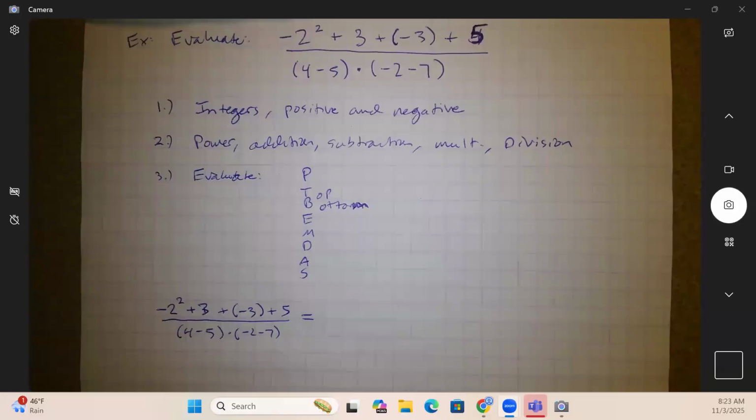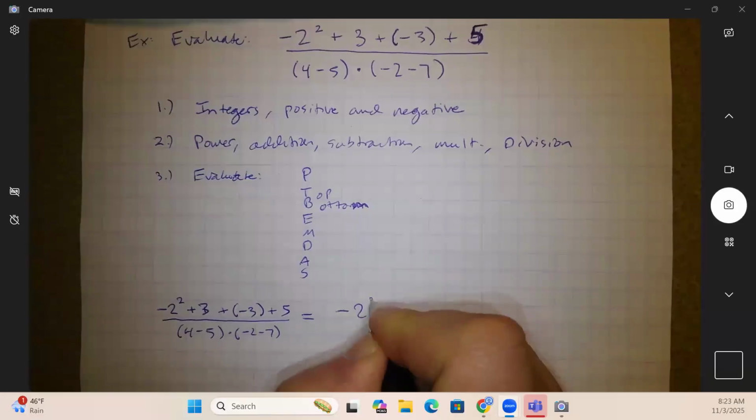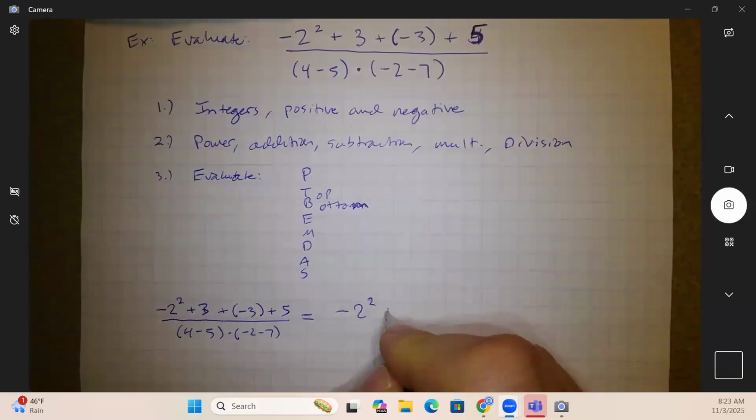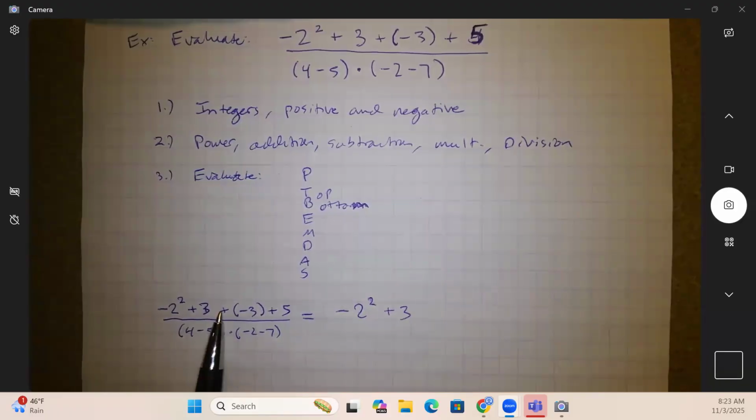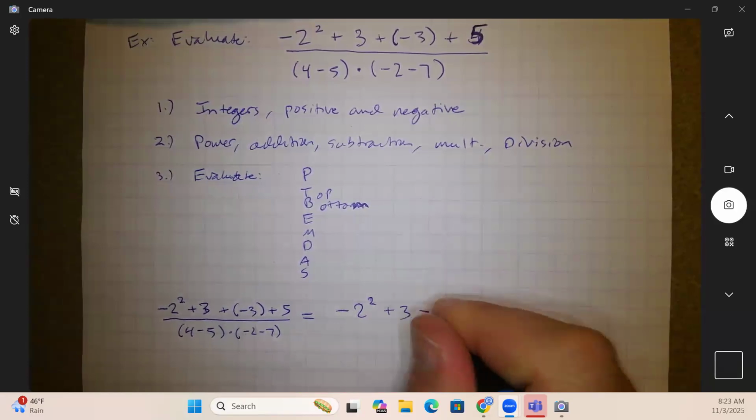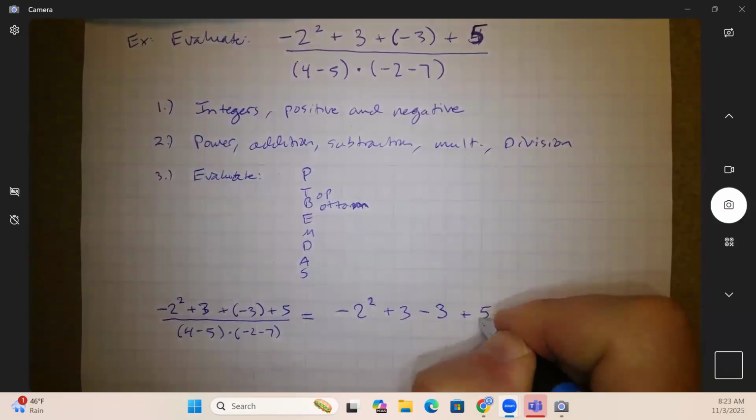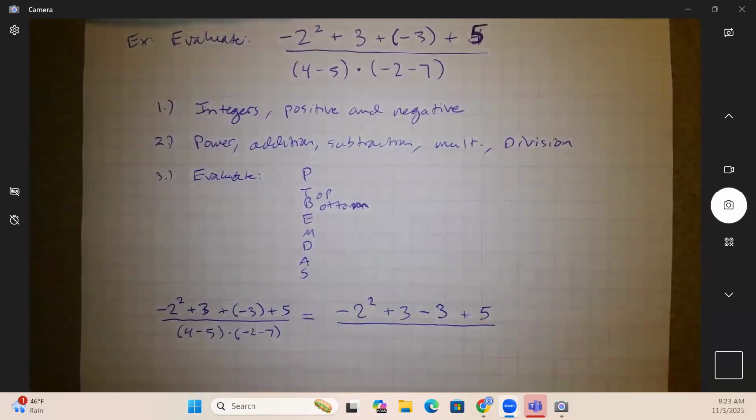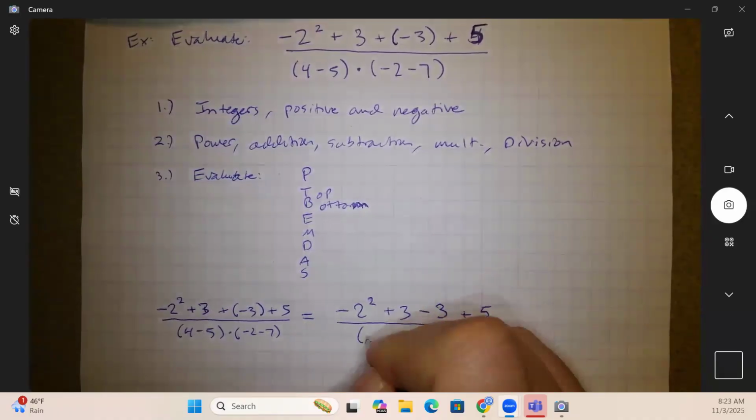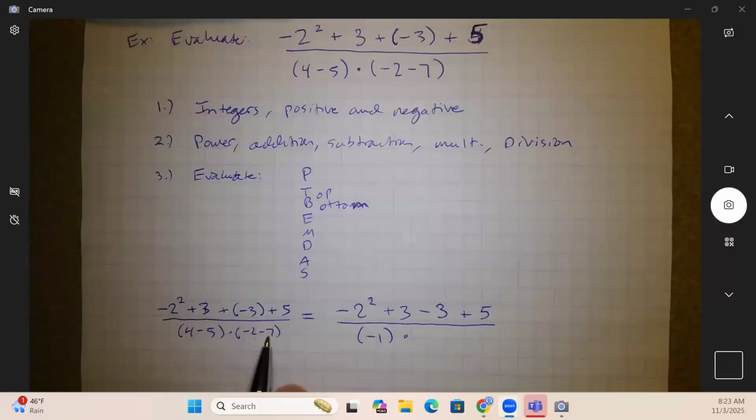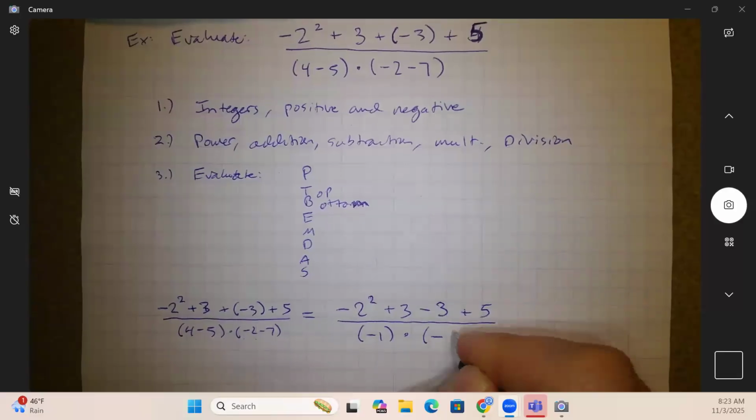So we're just going to take care of things in the parentheses. The -2 squared is going to stay. The +3 is going to stay. Plus a -3, let's bust that parentheses open and just write it as a -3. And then a +5. And on the bottom, let's take care of what's in the parentheses too. So 4 minus 5 is -1. -2 minus 7 is going to be -9.